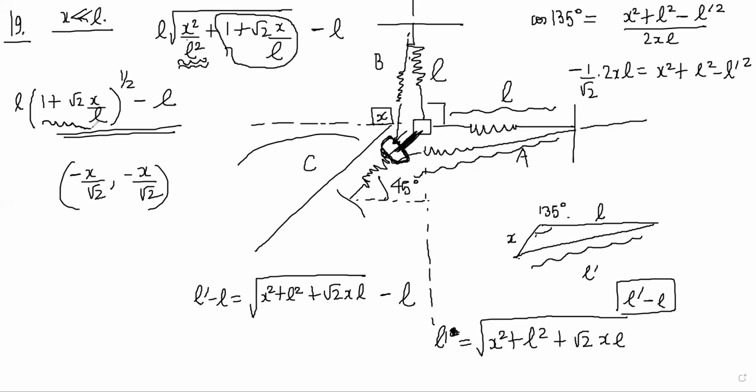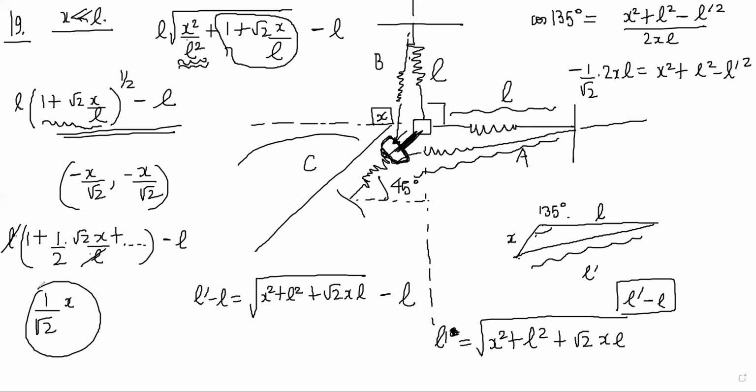Now I will apply the binomial theorem. 1 plus x to the power half can be written as 1 plus half into whatever this is, plus more terms, but the more terms will have this one squared, so they can be neglected. So finally L and L will cancel, and what will be left is 1 by root 2 x, no? That is the extension. So x by root 2 is my extension, and the force is in this direction.